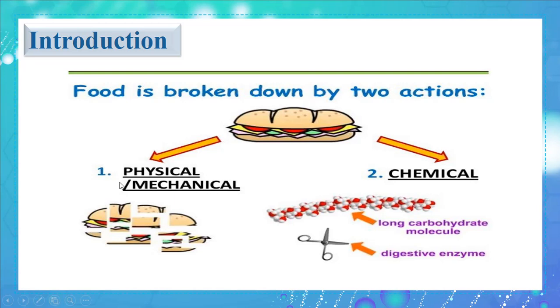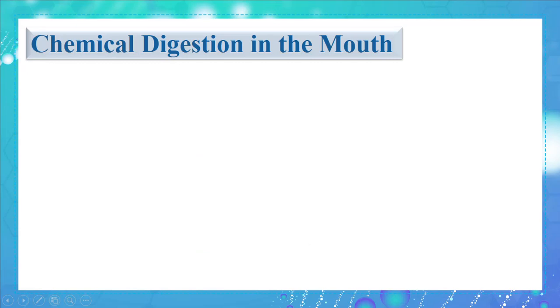Mechanical digestion is a physical process mostly occurring in the mouth during chewing. Food is transformed into smaller pieces. The chemical digestion, however, is a chemical process. It begins in the mouth and continues in the stomach and the small intestine. Food is transformed from complex molecules into smaller ones. We will start with chemical digestion in the mouth.